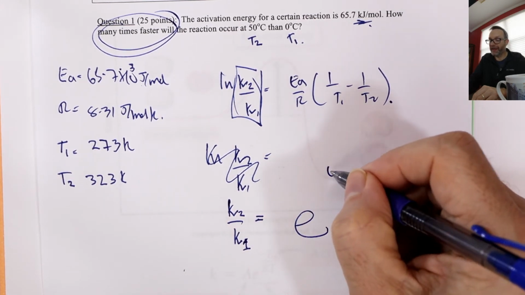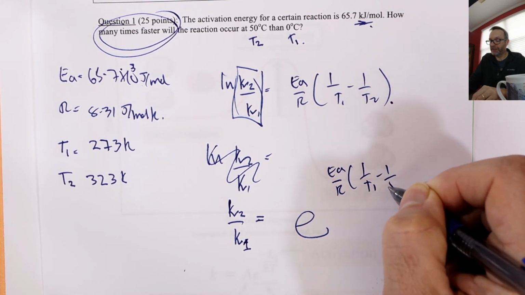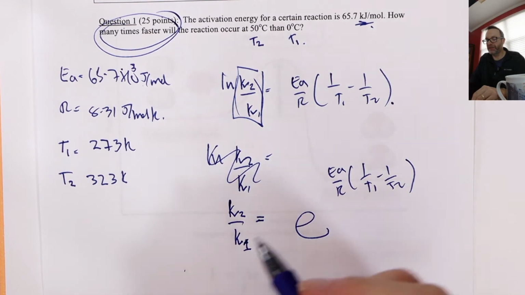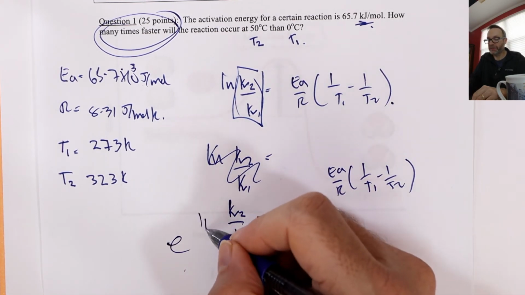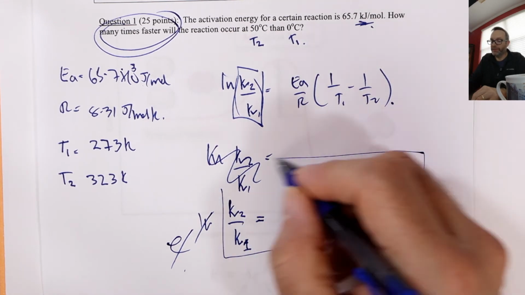E to all that, EA over R times 1 over T1 minus 1 over T2. That's true, isn't it? Because I took the natural log of both sides, right? So that's true.